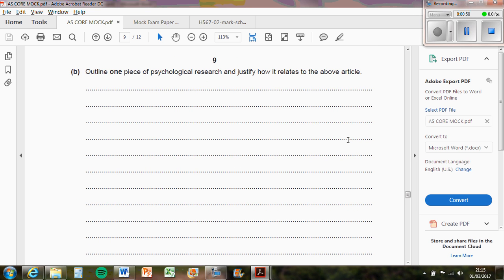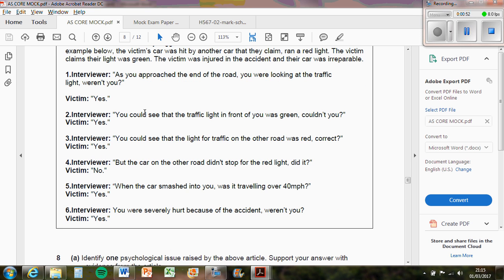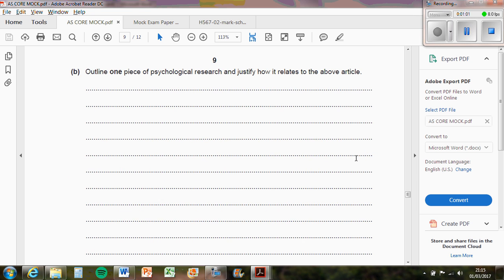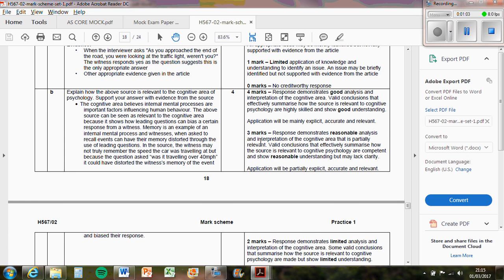Try to use the kind of things that are said rather than this bit. But if you want to use this bit, you can, but it's better if you use the quotes and things like that, things that are said. I think the mark scheme says, yeah, here we go.